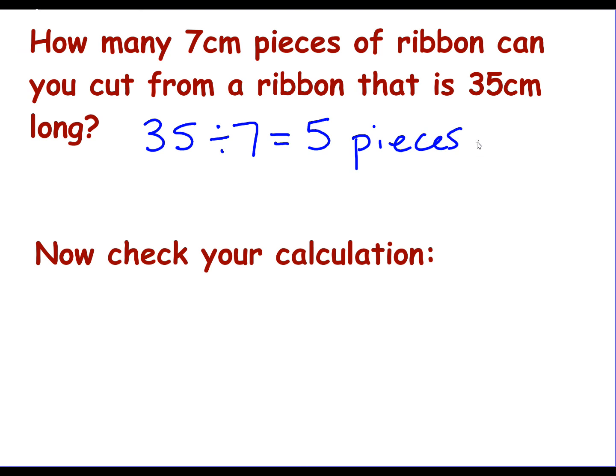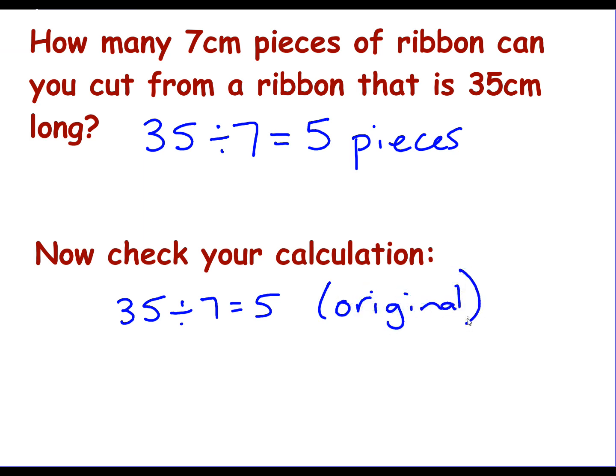Now it's asking us to do a check of our calculation. Our original calculation was 35 divided by 7. So we call that the original calculation. Now let's do the check. Our answer is 5. Our function was divide, so we inverse the function, we change it to a multiply, and we have 7 here. And then our first number now becomes our answer. And this is what we call the check. So this is called a reverse calculation check.